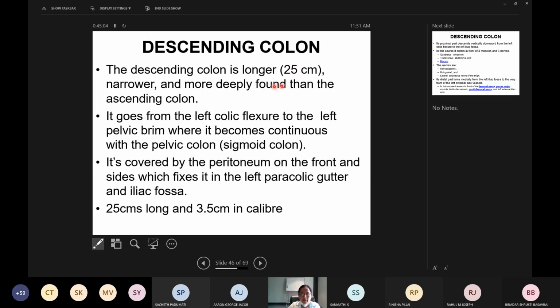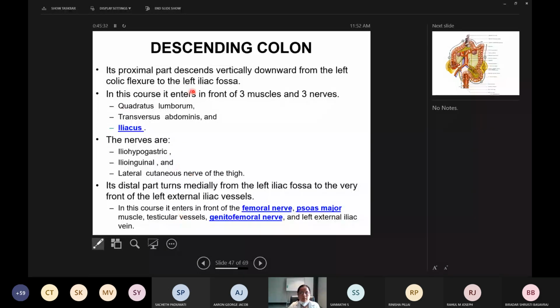This is longer, around 25 centimeters in length, and it is more deeply placed than the ascending colon. It starts from the left colic flexure and goes to the left pelvic rim, where it becomes continuous with the sigmoid colon, also called the pelvic colon. Like the ascending colon, this is covered by peritoneum in front and at the sides, and behind it is non-peritoneal, and it is around 3.5 centimeters in caliber.